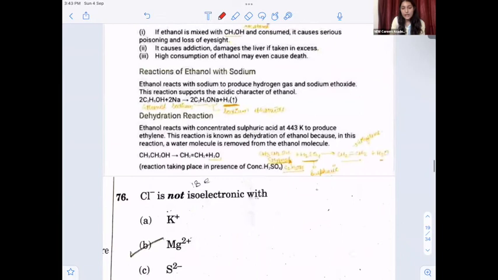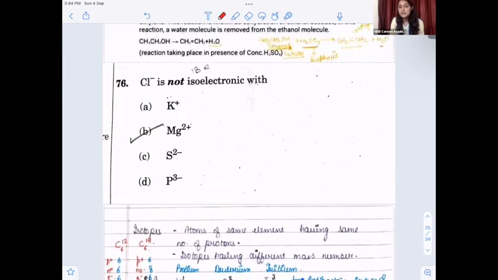Okay, next, chloride ion. Cl negative is not isoelectronic with. Isoelectronic means containing the same number of electrons. So see, chlorine has 17 electrons. One negative charge signifies that one electron has been gained. So in total 18 electrons. Potassium has 19 electrons, one positive charge. So in total 18 electrons. So yes, it's isoelectronic. So this is not the answer.